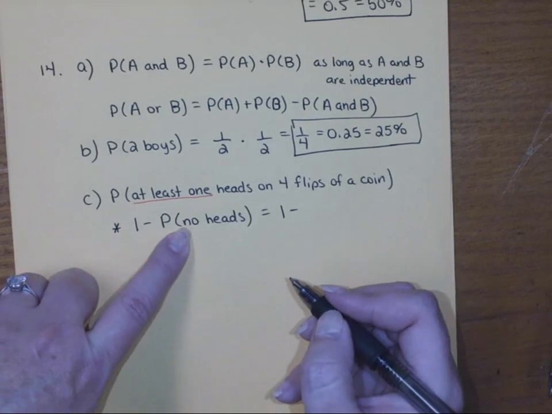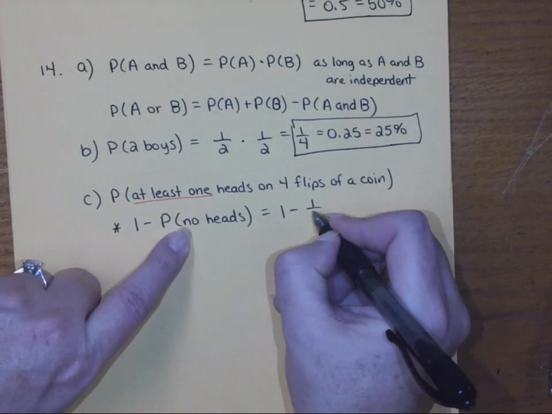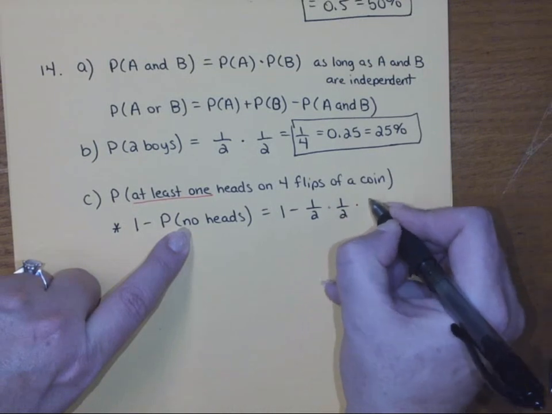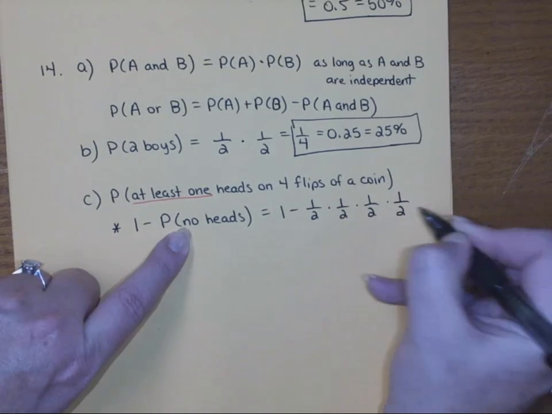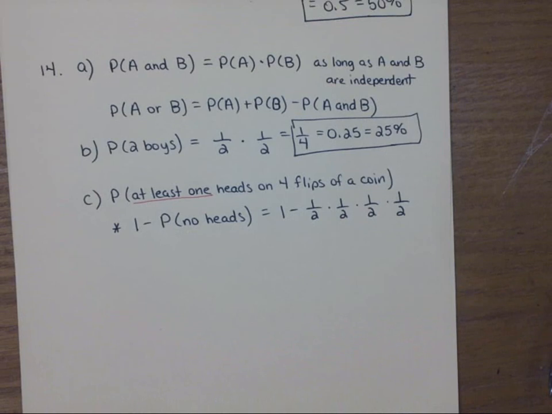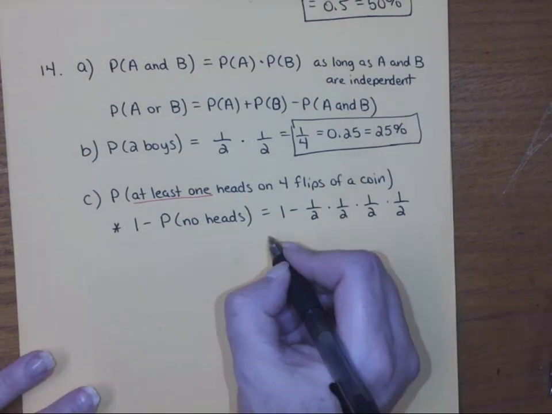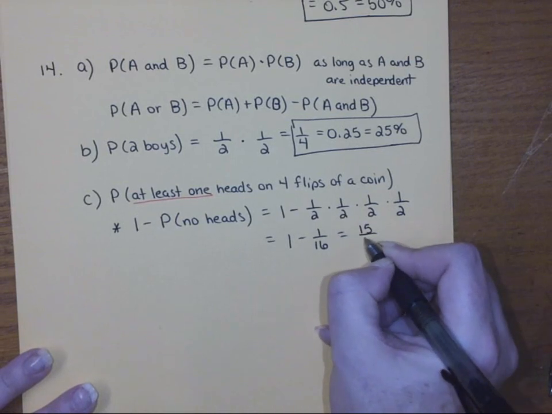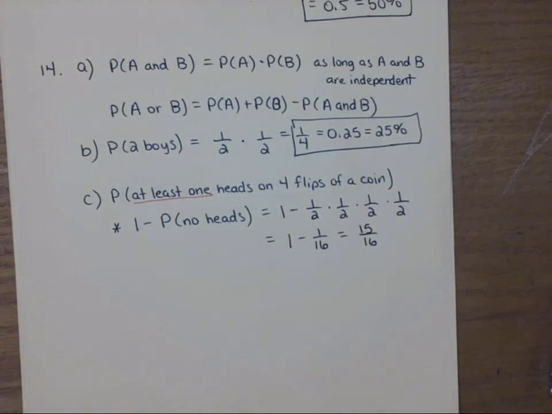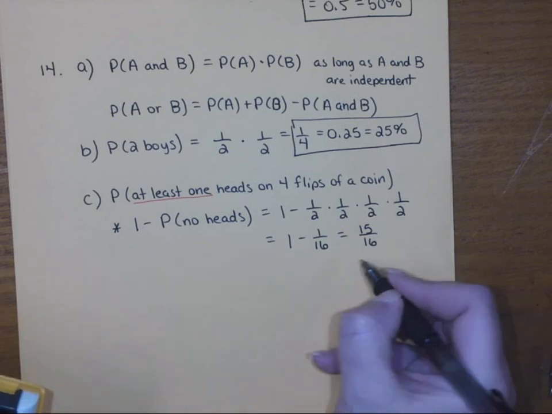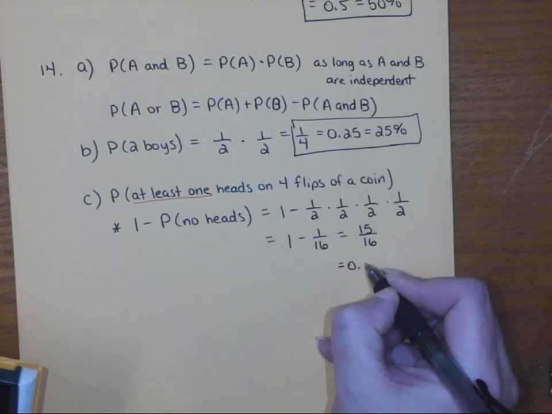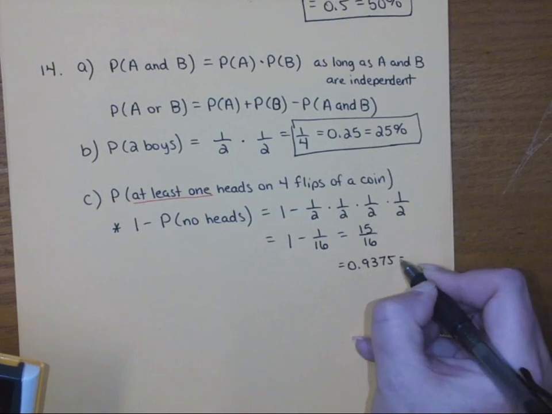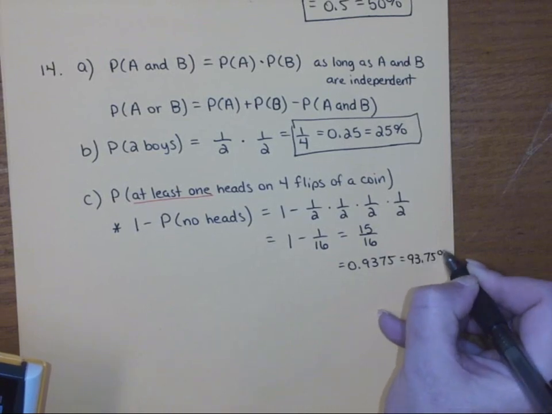The probability of no heads implies that they're all going to be tails, right? So if the first one's a tail, the second one's tails, third is tails, and fourth is also tails. And you have to multiply them all, right? Because 4 events have to happen. So this is like 1 minus 1/16, which is just 15/16. Okay, and use your calculator, but 15/16 is going to be 0.9375 or 93.75%.